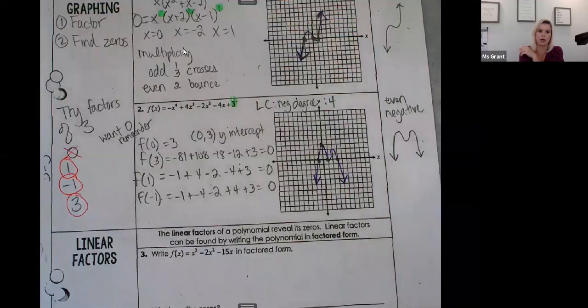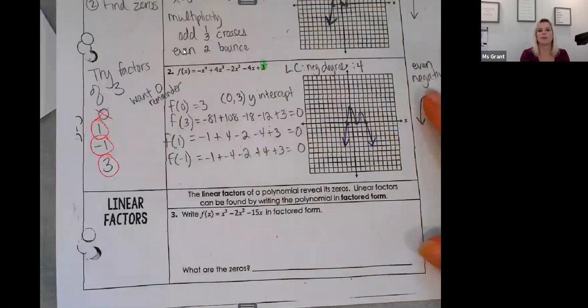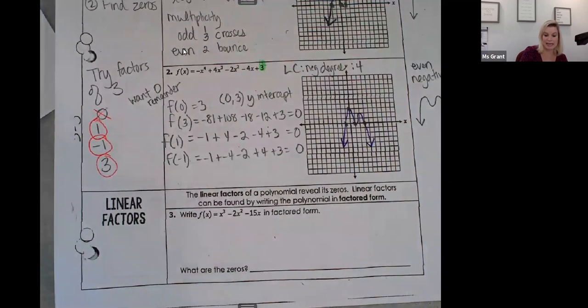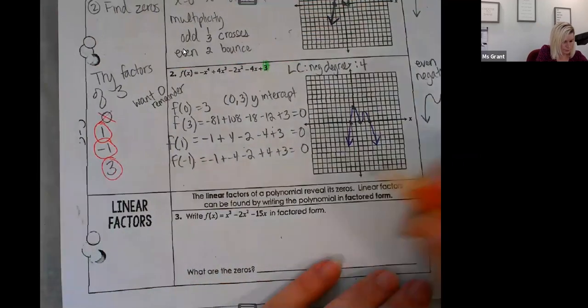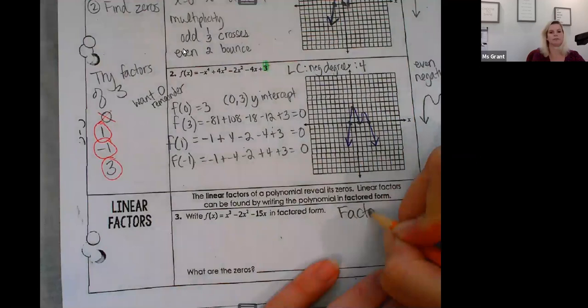Okay, so let's go down to the next problem. The linear factors of a polynomial reveal its zeros. Yes, we know, because when we know the factors, we know the zeros. Linear factors can be found by writing the polynomial in factored form. Yeah, we also know that because we've been factoring polynomials many days now. So here we go. I need you on number 3. So please just factor.